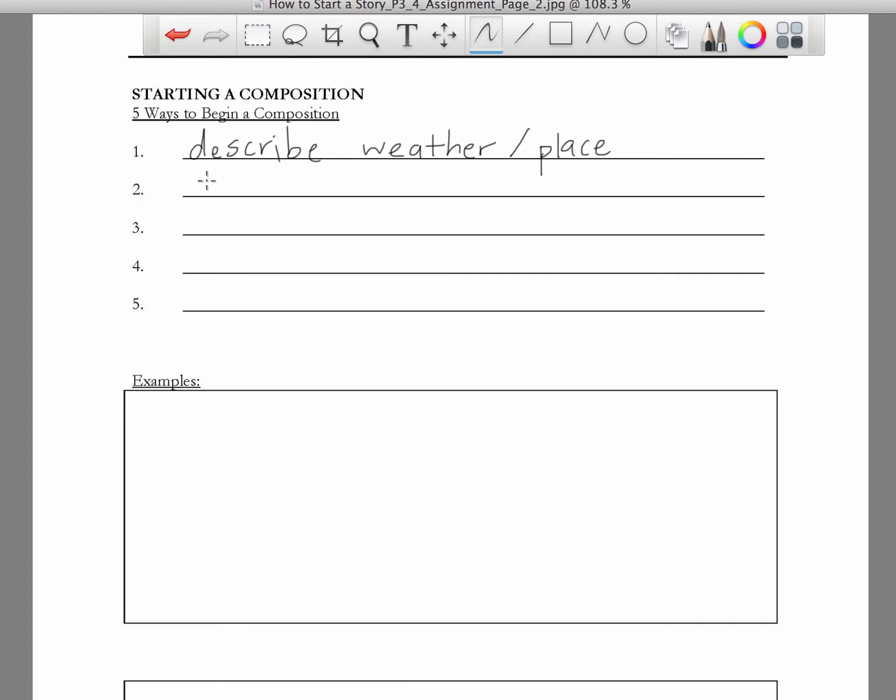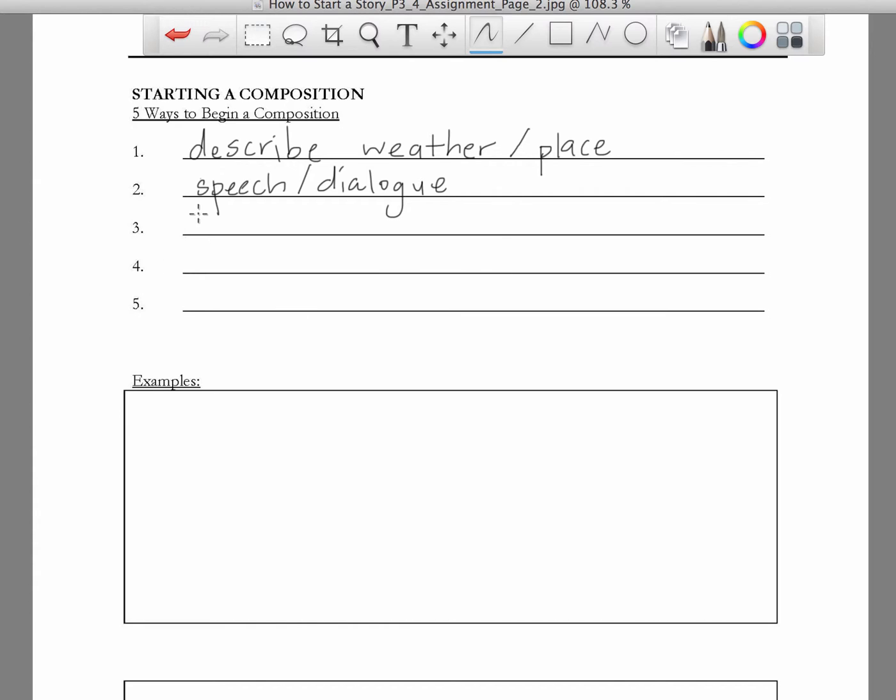Okay, a second way to begin a story is to use speech or dialogue. You can start the story with maybe the teacher finishing her instructions, or the main character, because if you see the picture, you will see the main character talking to his friend. So maybe what the main character said to his friend.